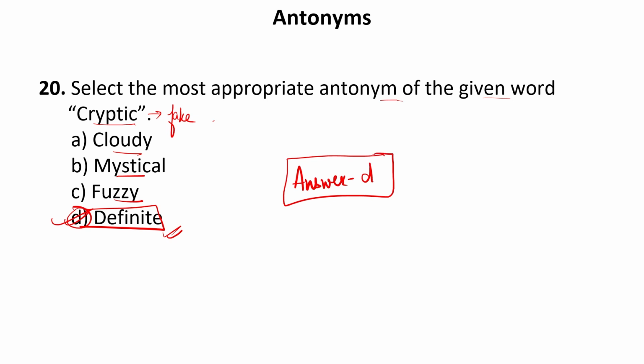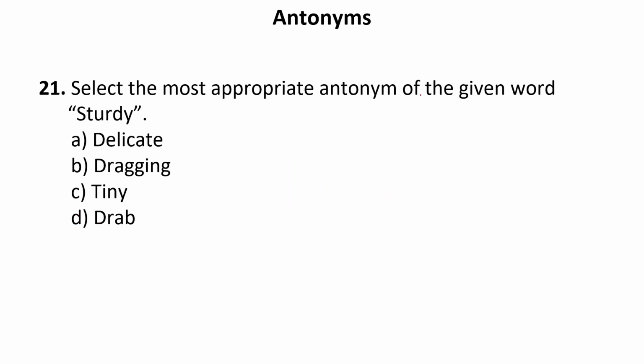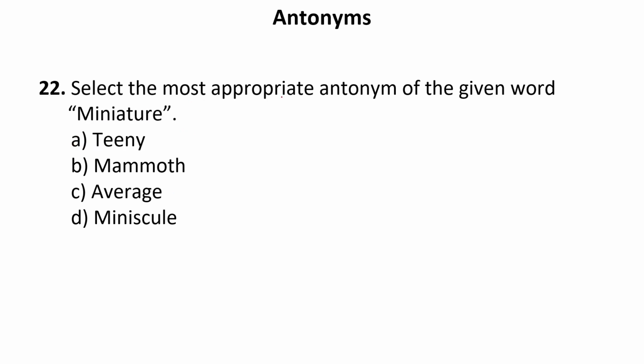Now, let us move to the next one. Select the most appropriate antonym of the given word, sturdy. Again, sturdy means when something is very tough, harsh, or hard. So, the antonym of it will be delicate. Delicate means soft. Dragging means when something is like drag someone, to crawl. Tiny, very small.